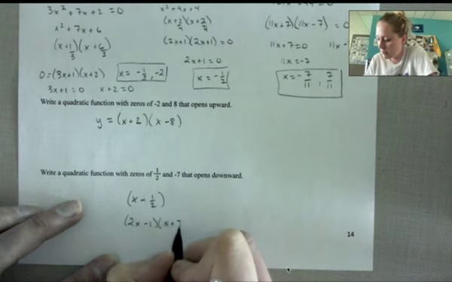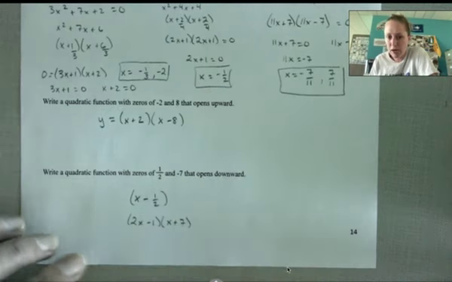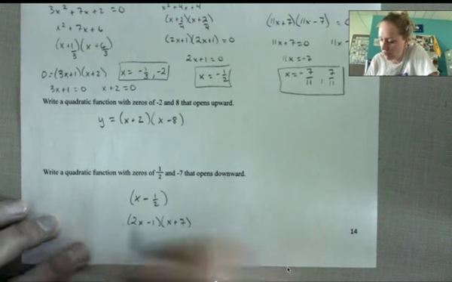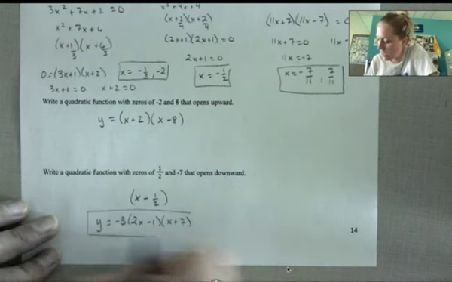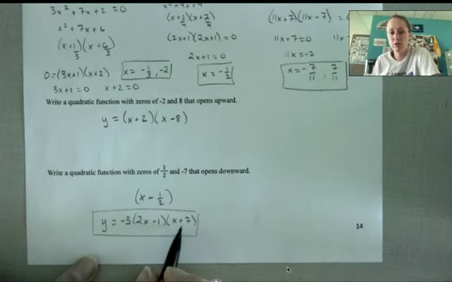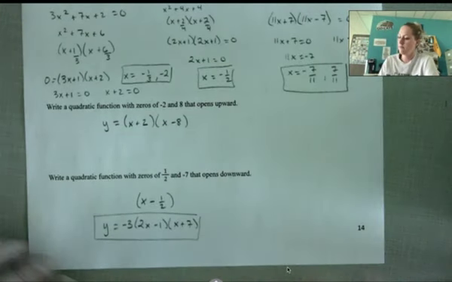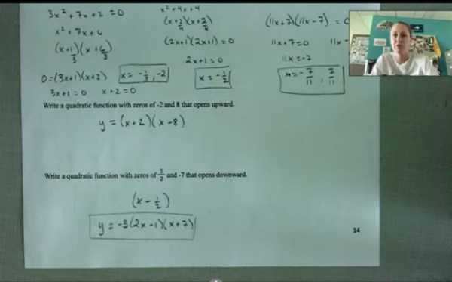Negative 7, x plus 7. This one they want to open downward, so I'm going to put a negative number in front. You can pick whatever you want. I'm going to do negative 3. So this would be a quadratic function with those two zeros, and it opens down. All right, guys, that is it for the review of 5.3.